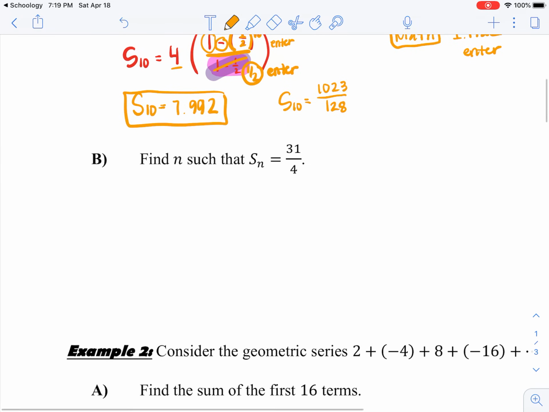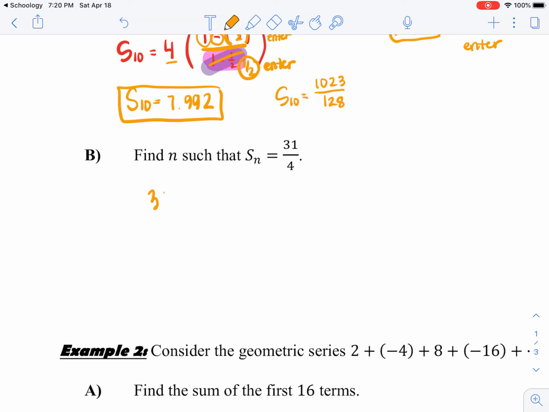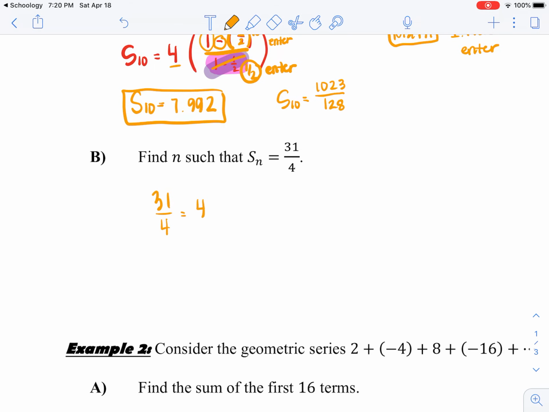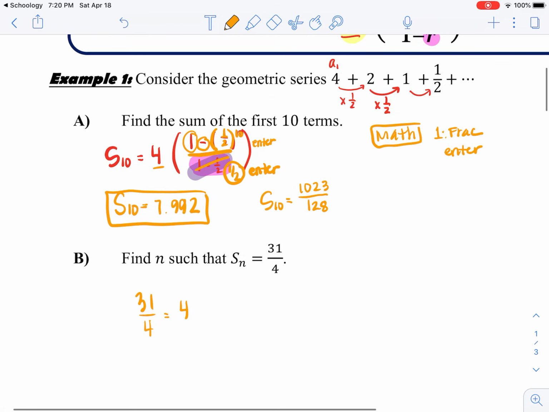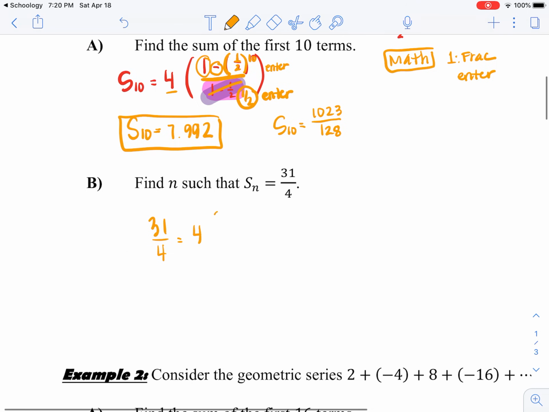All right, so this one says, find the number of terms in which the sum is 31 over 4. So I gave you the sum is 31 over 4. And I do know the first term, it's 4, still from this. Times 1 minus, I do know the ratio, it's still 1/2, to the nth power over 1 minus 1/2.